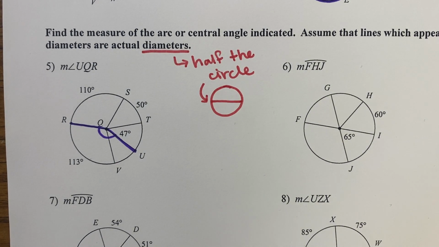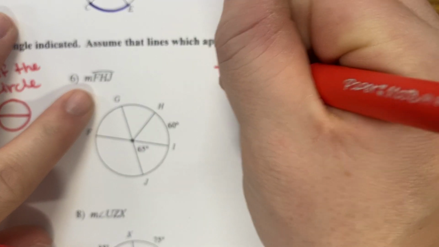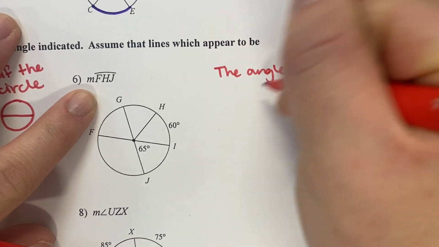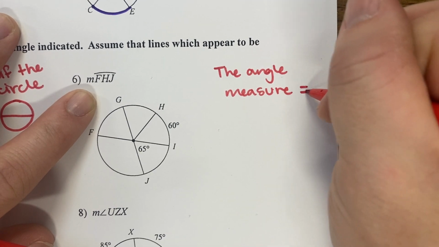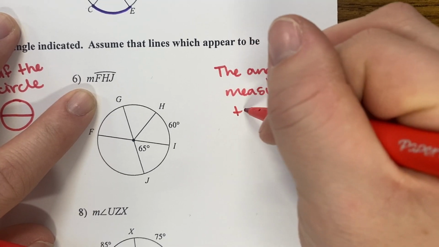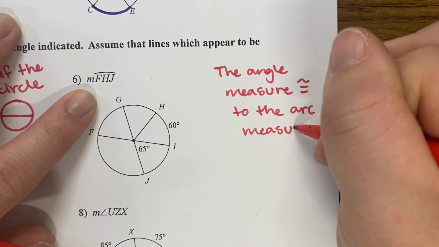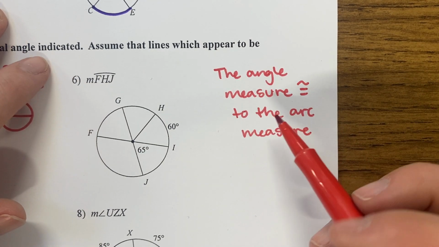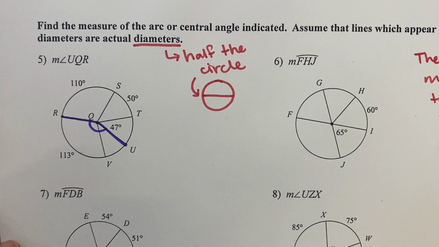Okay, now there's a couple ways we can do this. So one thing we need to write on our paper. Let's make this note over here. The angle measure is congruent or equal to the arc measure. Meaning if the angle is, say, 50 degrees, then the arc is also 50 degrees. It's corresponding arc.